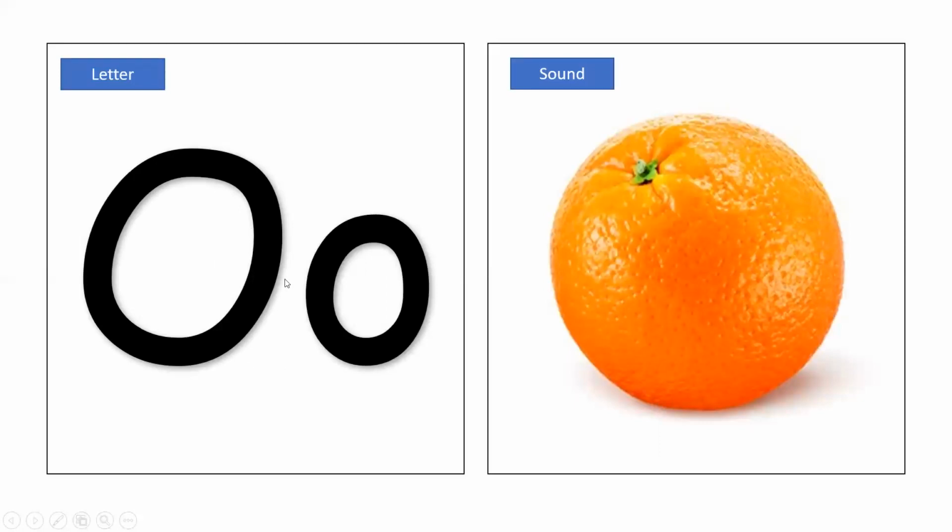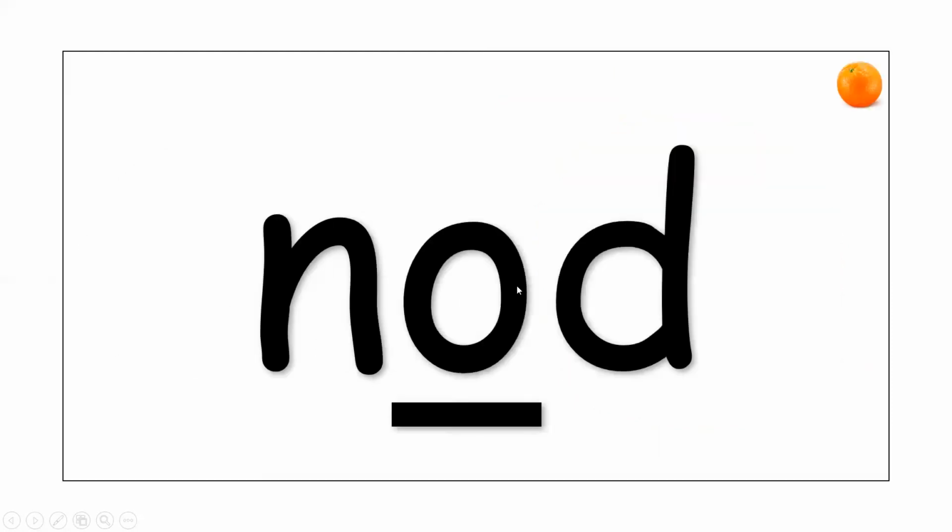Now the easy one. The letter O and the sound O. O for orange. The letter is O and the sound itself is O too. N, O, D. Nod.